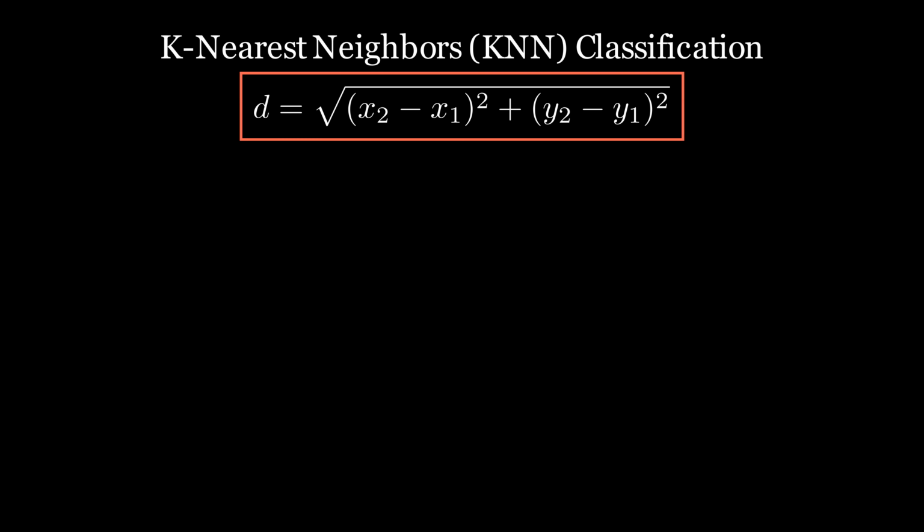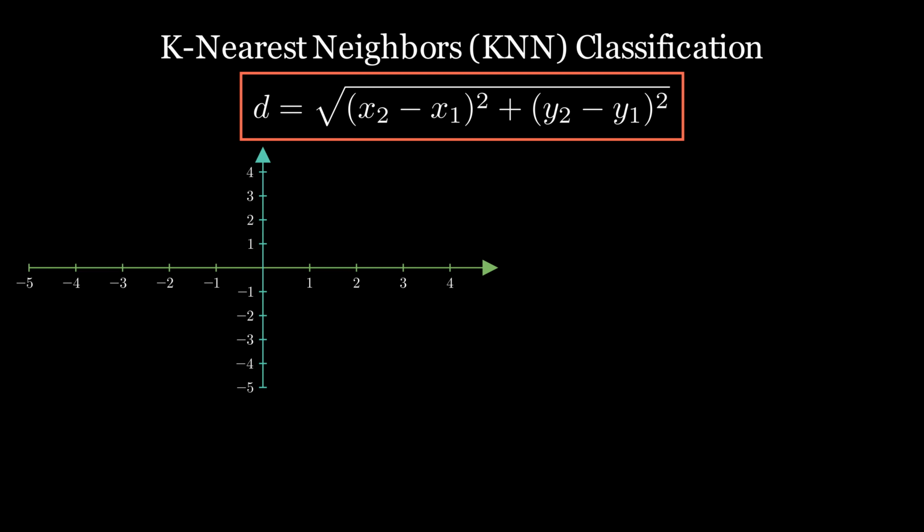This formula, displayed here, shows how we find the distance between 2 points, P with coordinates x1 and y1, and Q with coordinates x2 and y2. It's the square root of the sum of the squared differences between their x coordinates and their y coordinates.